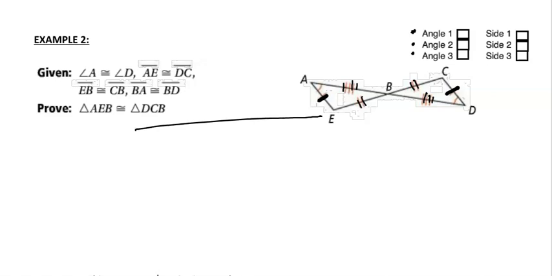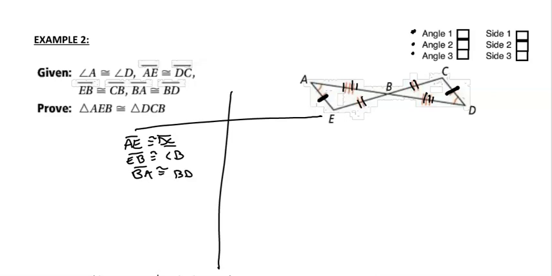So let's go ahead and write that down. So we know AE is congruent to DC. We know EB is congruent to CB. And we know that BA is congruent to ED. That is because it is given. And I can check, check, check. Now we got to move on to angles. I know angle A is congruent to angle D because it's given as well. Should also write down the word given.